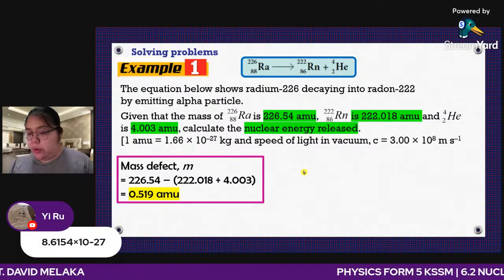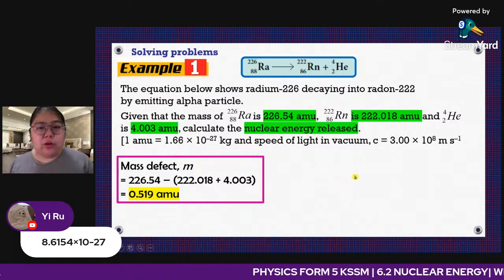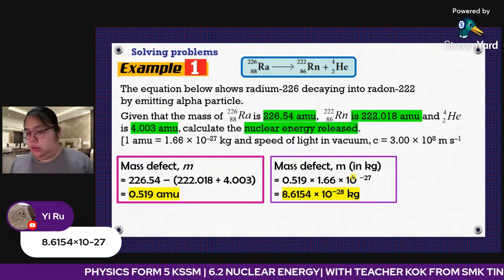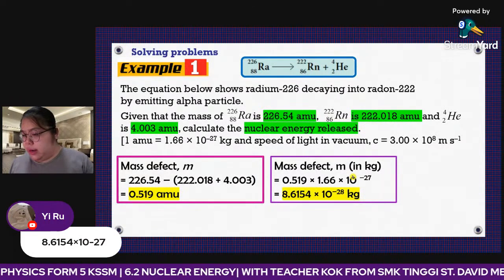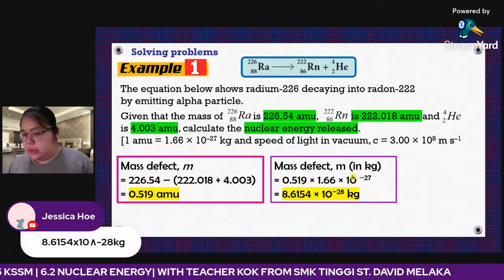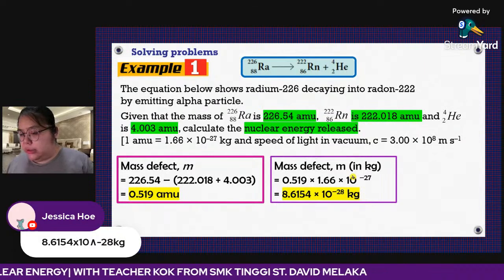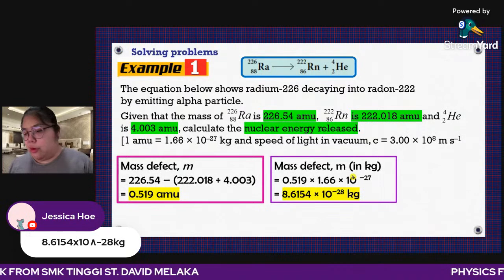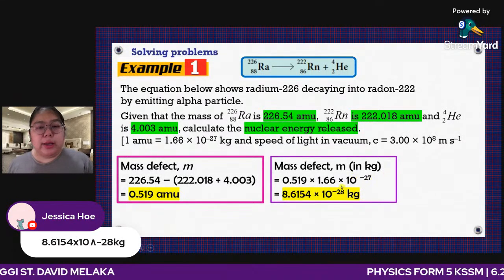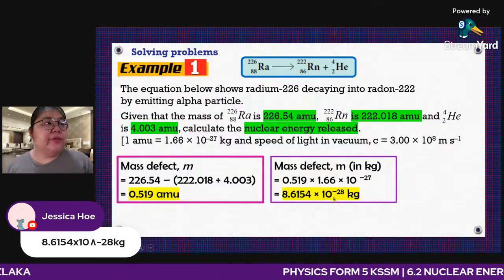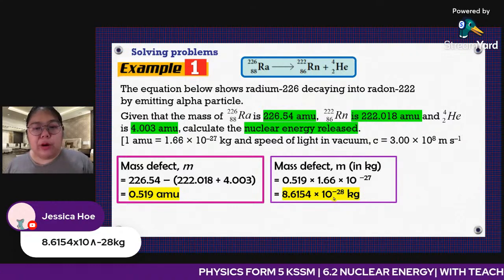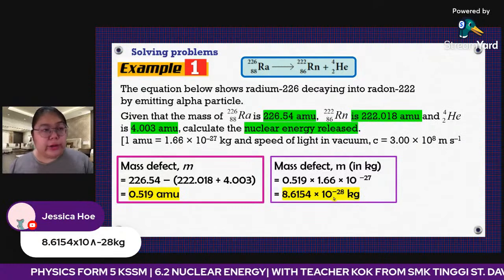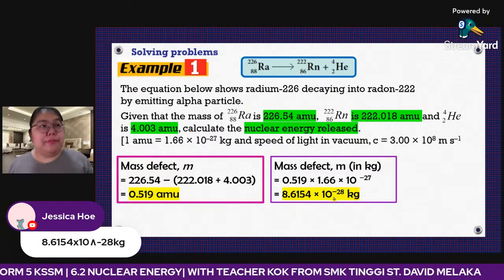8.6154. Okay, we get full. I think the power is correct, from Jessica. Yiru, I think the power is a little bit wrong, maybe a wrong typing. There must be power of negative 28. So all the numbers you need to write in full, don't cut. So now I know the mass defect.